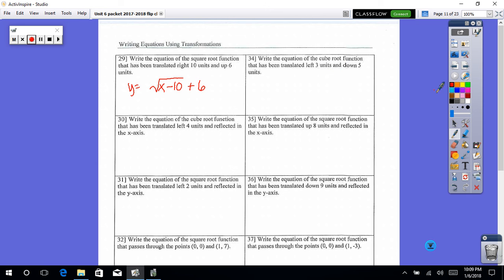Okay, going across right here to number 34. Write an equation of a cubed root function. Cube root that went left 3 units. In order to go left, you have to think opposite under the radical. Left 3 units and down 5.